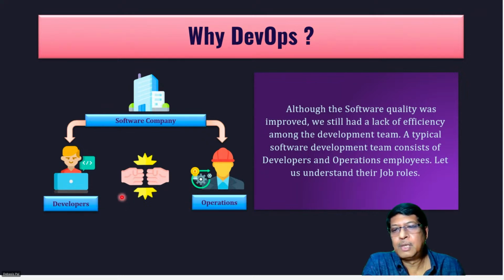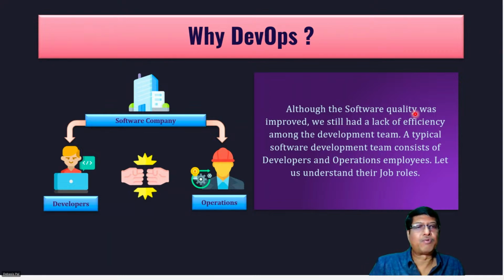So there are distinct developers and there are operations guys. So there is a software company. This company will always have developers and operations. The software quality was improved. We will have a software company, but good developers can deliver good products. There is no doubt of it.